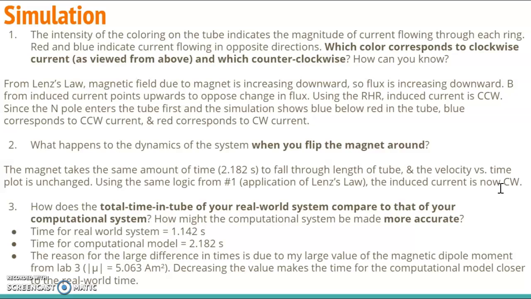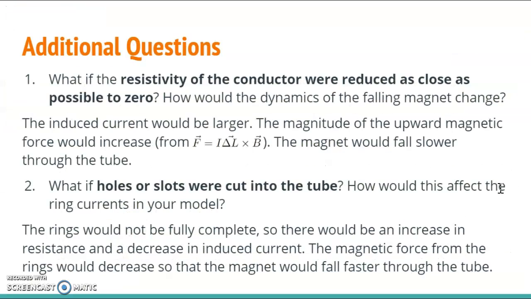And so the total time in tube for the real-world system we found to be 1.142 seconds, and for the computational model we found it to be 2.182 seconds. And the reason for the large difference is due to my large value of the magnetic dipole moment from Lab 3, and so decreasing this value makes the time for the computational model closer to the real-world time.